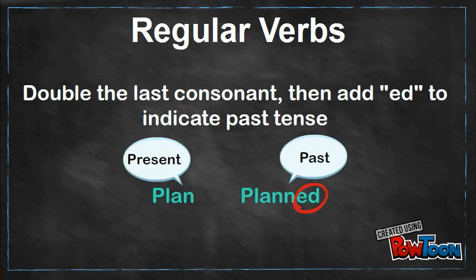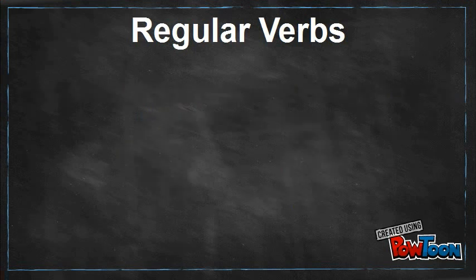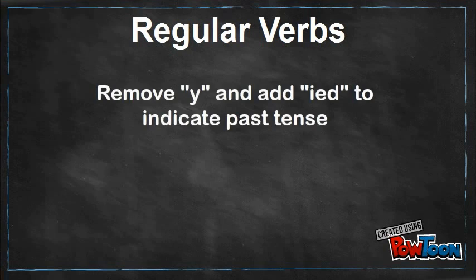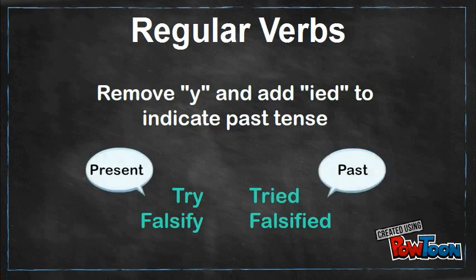Finally, some regular verbs end in the letter y. In order to change these verbs into past tense, we need to remove the letter y and replace it with the letters I, E, D. For example, the word try becomes tried and falsify becomes falsified.